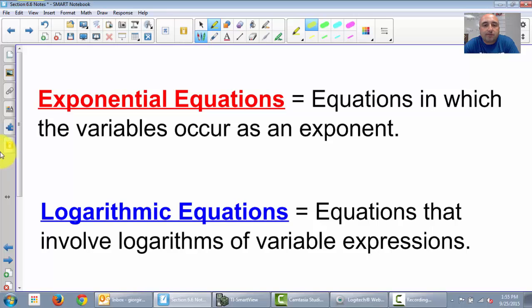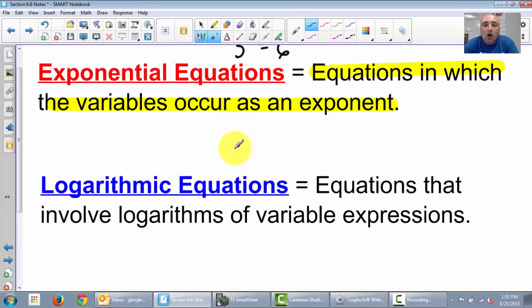So what are these exponential equations and log equations? Exponential equations are equations in which the variables occur as an exponent. So any sort of equation where the variable is in the exponent. For instance, 3 raised to the x power equals 6 is an exponential equation. It has an equal sign and the variable is in the exponent.